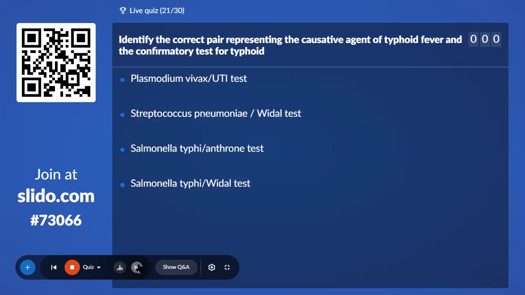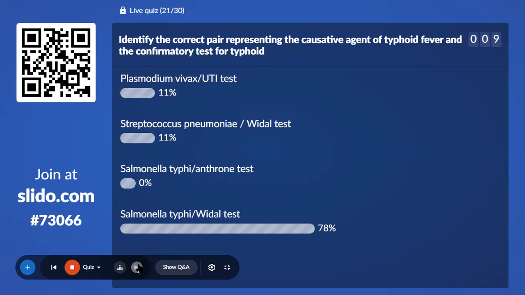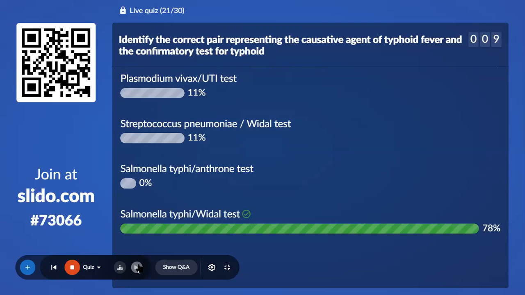Moving on to the 21st question. Identify the correct pair representing the causative agent of typhoid fever and the confirmatory test for typhoid. Plasmodium vivax, UTI test; Streptococcus pneumoniae, widal test; Salmonella typhi, anthrone test; Salmonella typhi, widal test. And the poll rate in 5 seconds. 4, 3, 2, 1, and the poll rate on the screen. 78% of students voted it as option D. Revealing the correct answer, and it's option D.